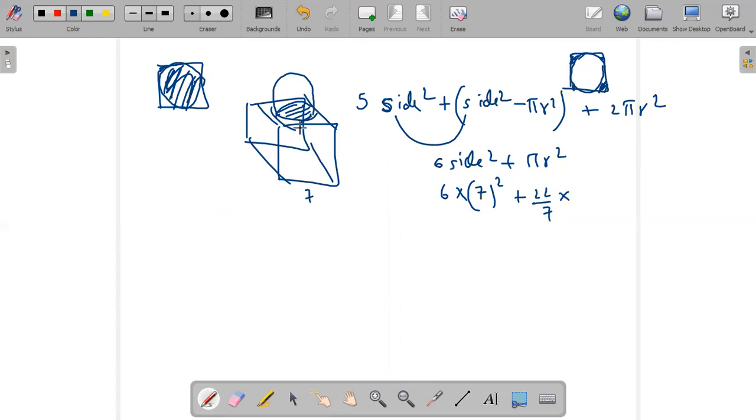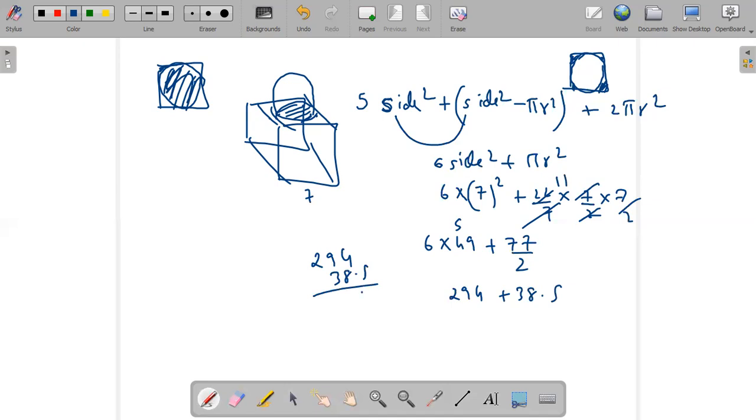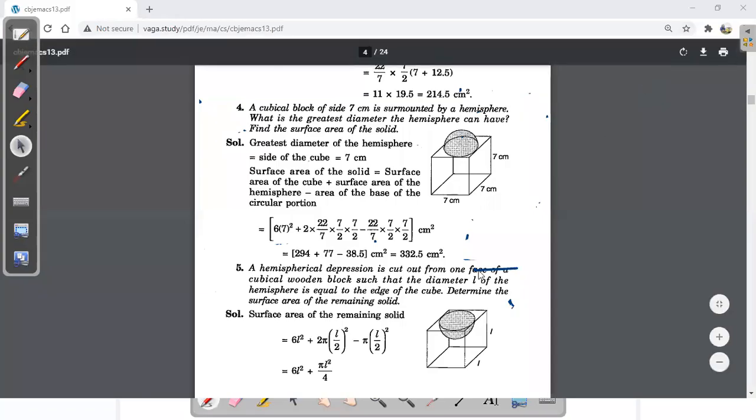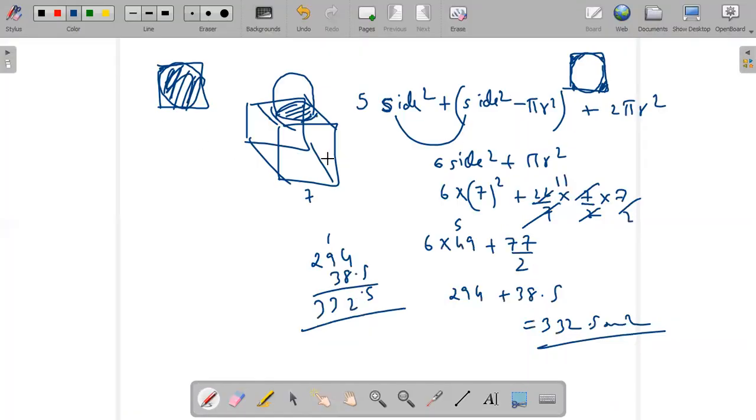Just now we said that the diameter is also 7, because it's touching from one end to the other. So radius is going to be 7 upon 2. So I'm going to cancel here. This is going to be 6 into 49 plus 77 upon 2. So we'll calculate this. 9 6s are 54, and 6 4s are 24, and 29 here, plus 38.5. So 294 and 38.5. When we add this, we are going to get 332.5 centimeter square, which is going to be the area of this figure. So I hope you understood this.